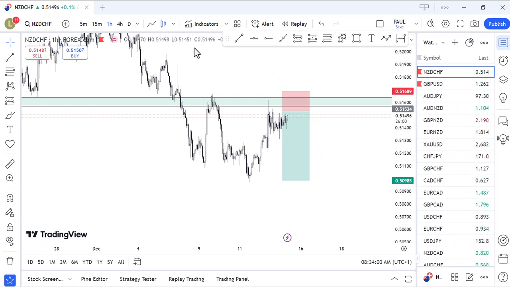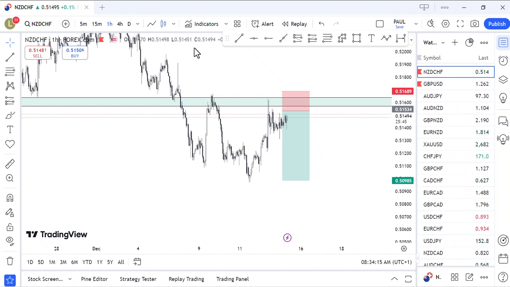Support and resistance cannot be overemphasized in trading because it's an area of interest. It is a place where you predict the market is going to fall or a place where you predict the market is going to rise. So support and resistance are very, very important in trading. You have to just master them.